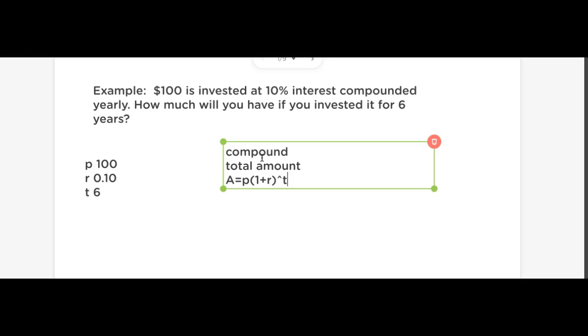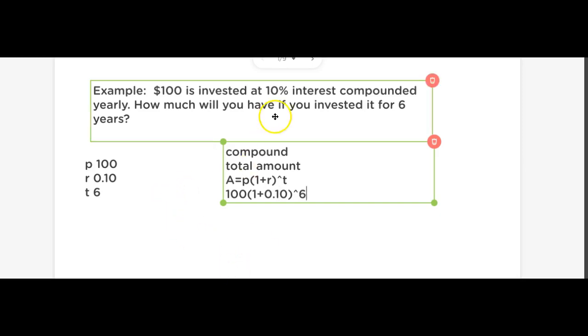Okay, so what does that look like? It's going to look like this. The principal is 100, parentheses 1 plus 0.10, close parentheses, and we're going to raise that to the power of 6.